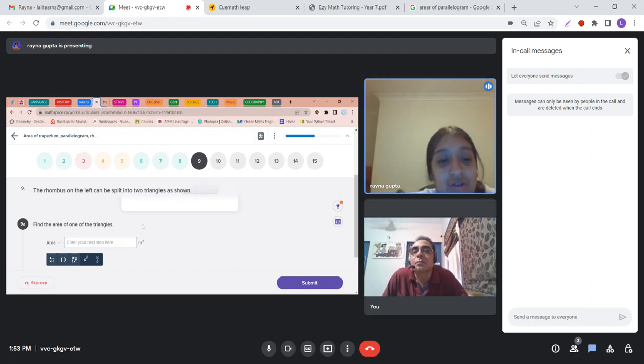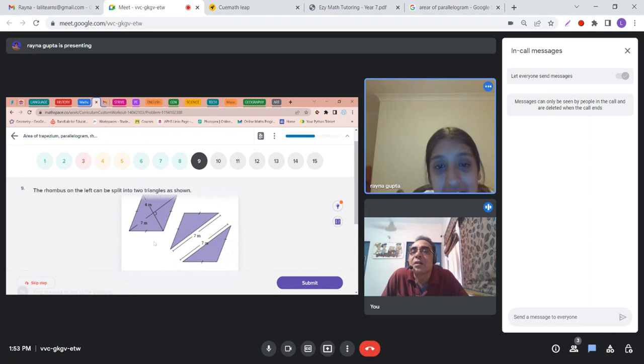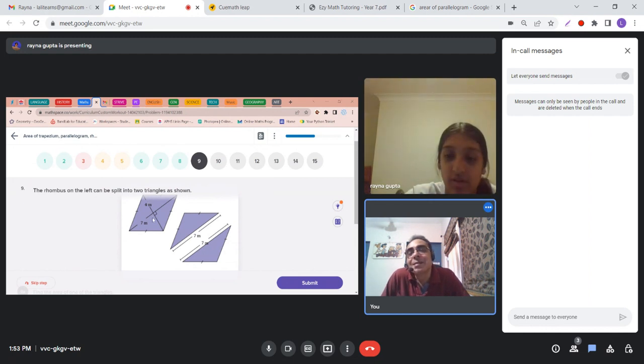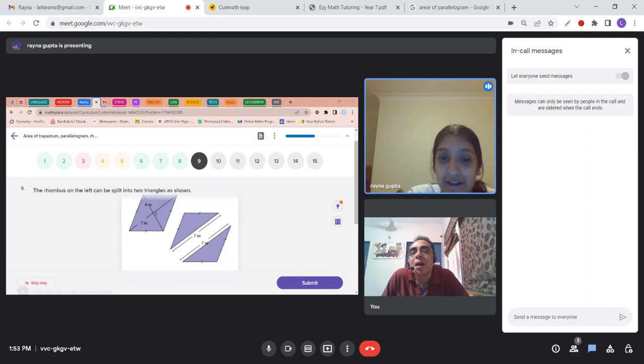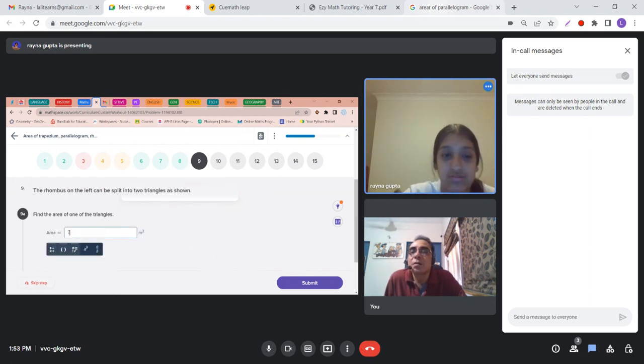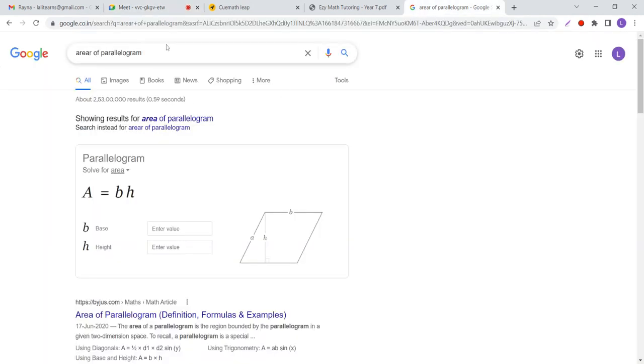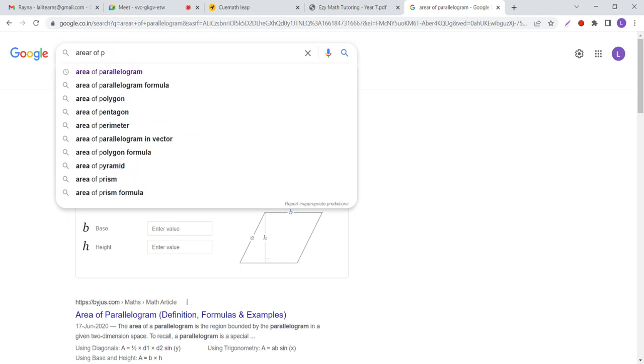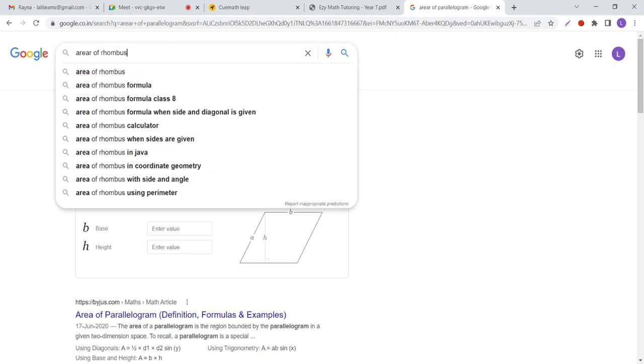Find the area of one of the triangles. The rhombus on the left can be split into two triangles. Find the area of the triangle. Now it's an isosceles triangle. We have the base 7. 4.5 times 4. Is four a complete diagonal, or is it half? 5 times 2 times 7 equals 7. Find the area of the rhombus, which is this. So it will be 7 times plus 7 equals 2. Okay.